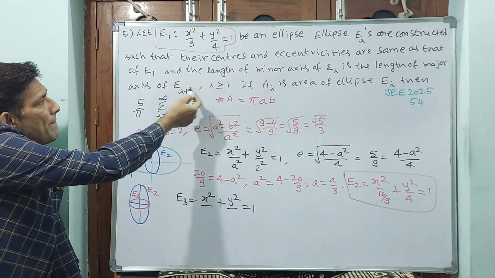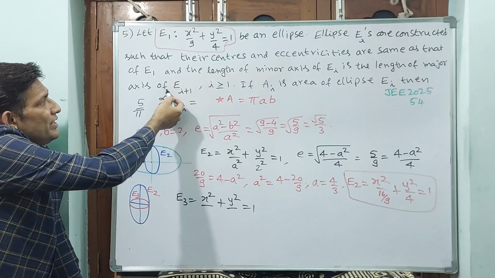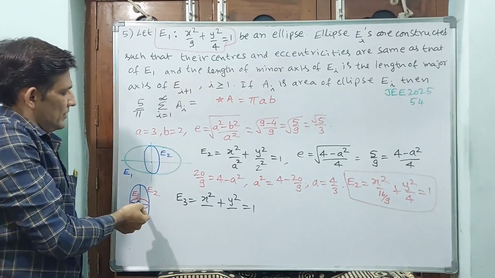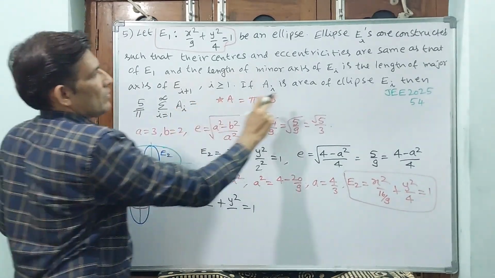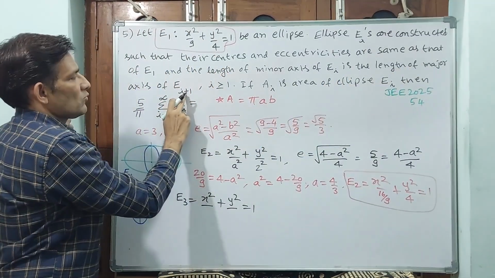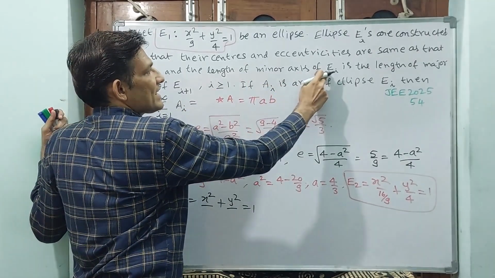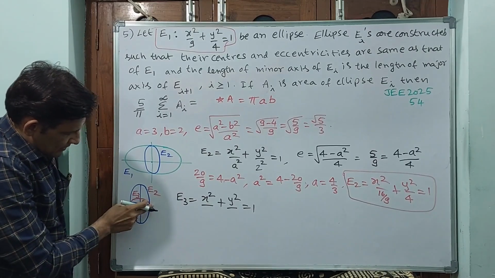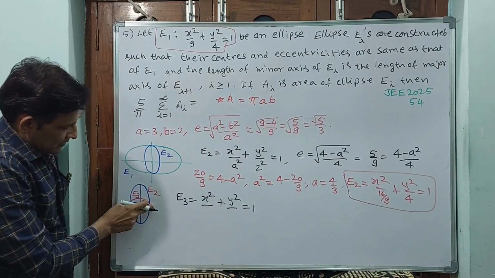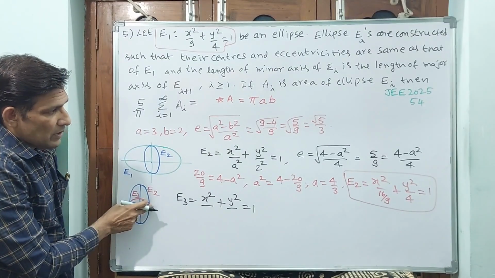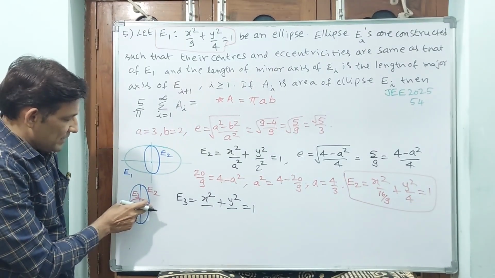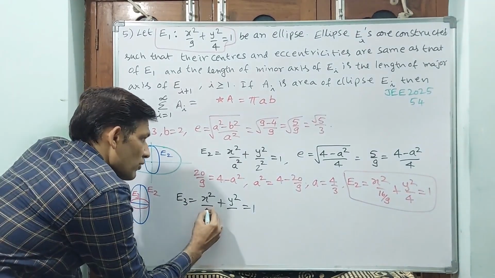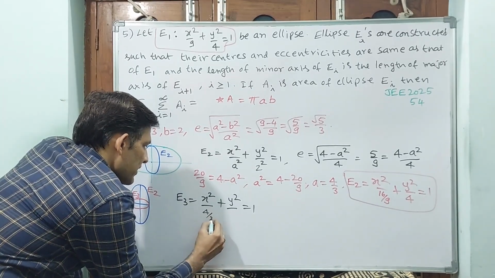The length of the major axis of E3 is equal to the length of the minor axis of E2. The length of the minor axis of E2 is this one, on the x axis. Okay, how much is that? 4 by 3. That 4 by 3 is now for E3 on the x axis. Shall I write 4 by 3 here? 4 by 3 square.